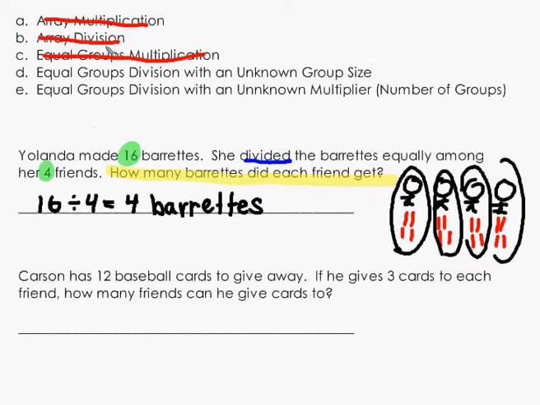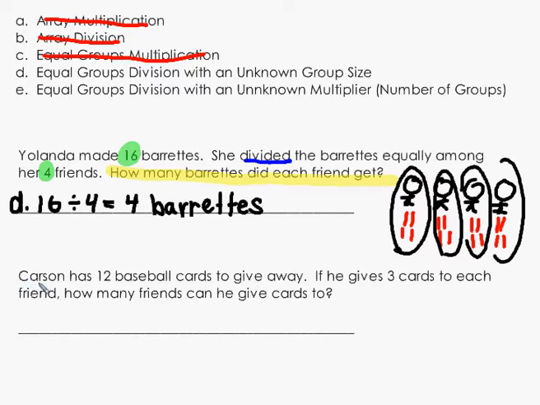We've got groups. So is it equal groups division with an unknown group size, which means we didn't know how many were in each group? Or is it equal groups division with an unknown multiplier, an unknown number of groups? Well, we knew that there were 4 friends, so there were 4 groups that we were dividing those barrettes into. We didn't know how many were in each group, so we didn't know the group size. The answer is D. Equal groups division with an unknown group size. Our answer is D. 16 divided by 4 equals 4 barrettes.